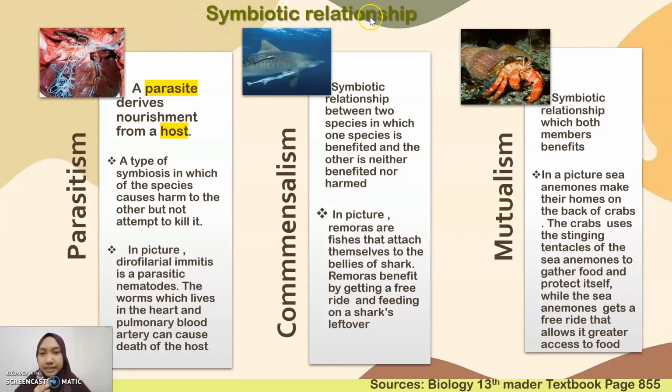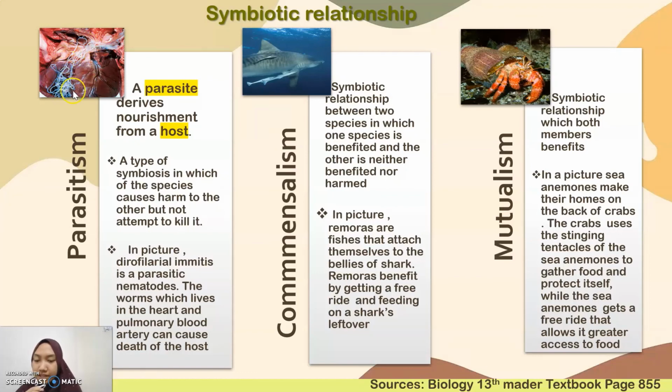Okay, the last one is symbiotic relationship. There are three types of symbiotic relationship, which are parasitism, commensalism, and mutualism. In parasitism, it involves two organisms, which are the parasite and the host. A parasite derives nourishment from a host. Parasitism is a type of symbiosis in which one species causes harm to the other but does not attempt to kill it. In this picture, this is Dirofilaria immitis, which is a parasitic nematode.